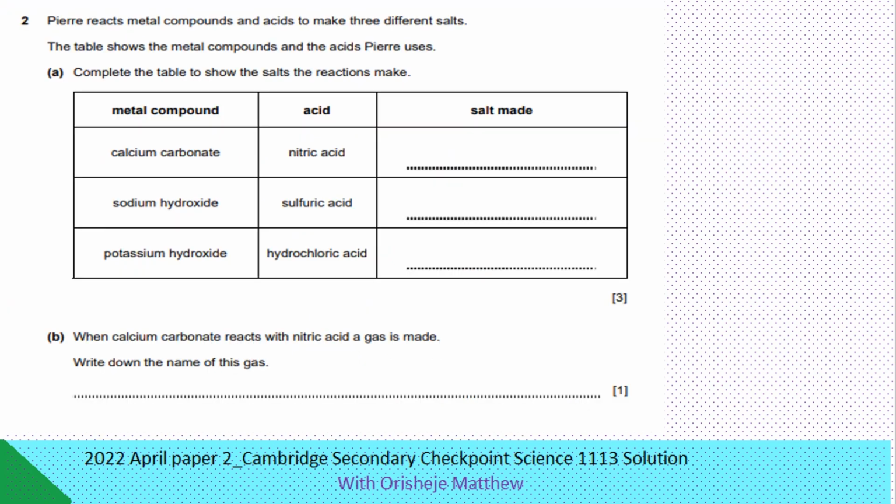Question number 2. Pierre reacts metal compound and acid to make 3 different salts. The table shows the compound and the acid Pierre uses. So the metal compound, you have calcium carbonate, sodium hydroxide, and potassium hydroxide. The acid, we have nitric acid, sulfuric acid, hydrochloric acid. Then the salt that is made.